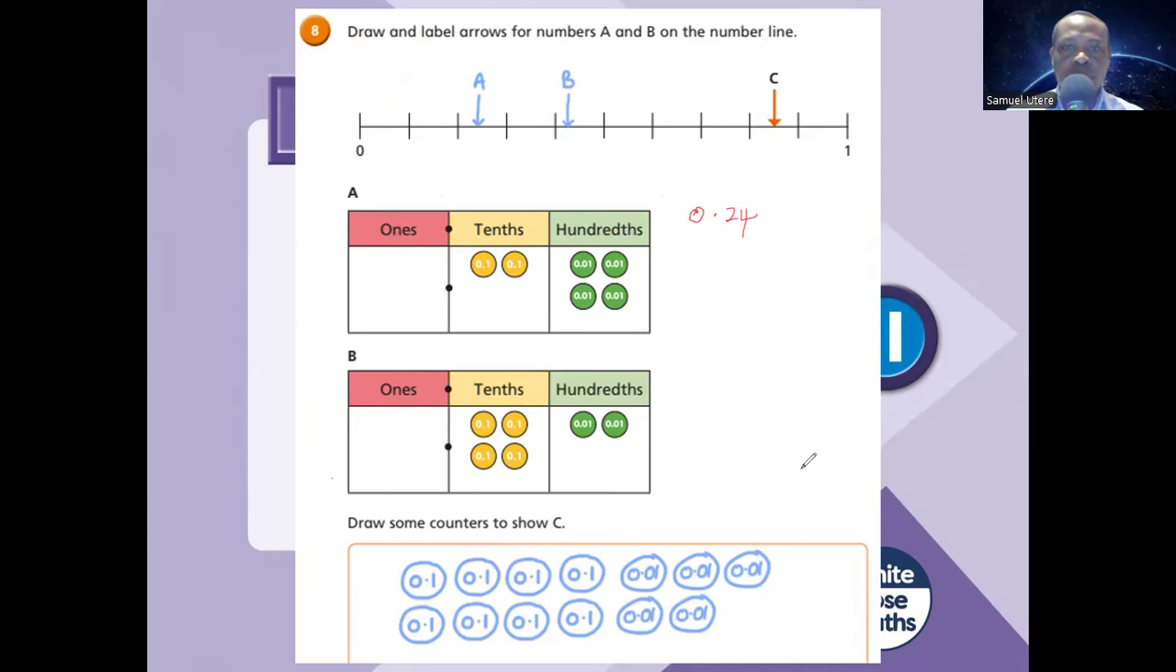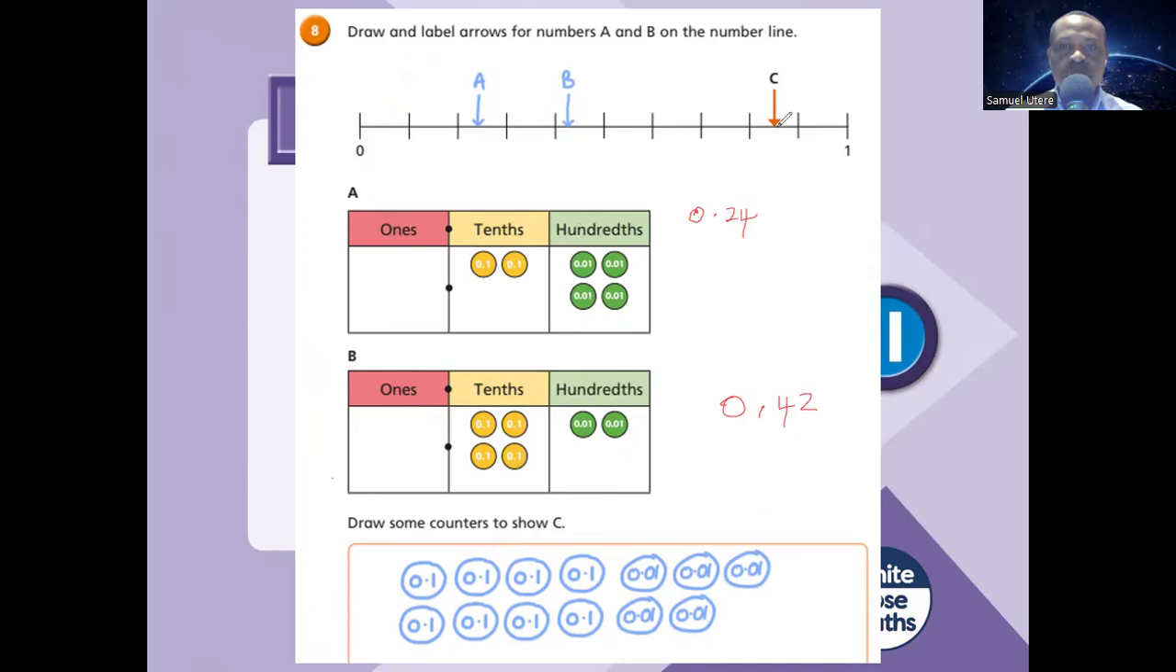B, we know that this is 4/10 and 2 hundredths. So the value, when we write it in figures, is 0.42. Now we know that this is 40 hundredths. So this represents 42 hundredths, so it should be closer to 40 hundredths.